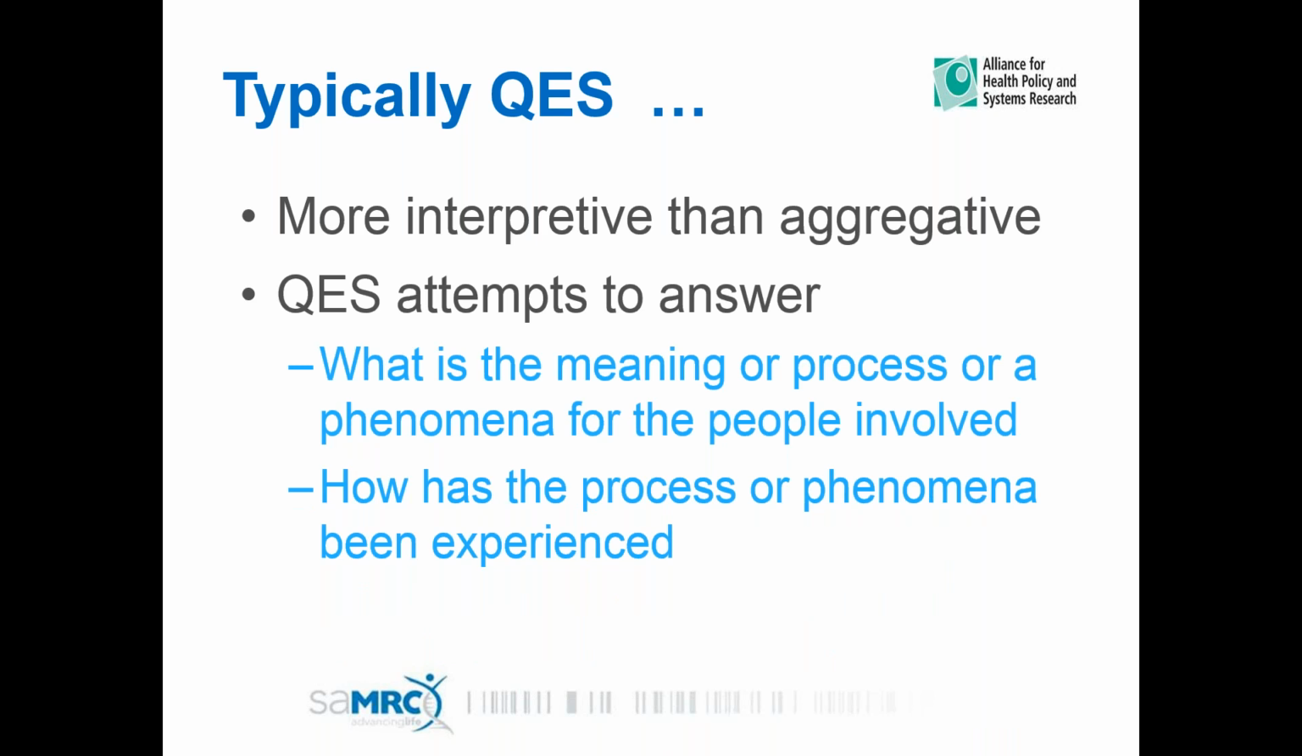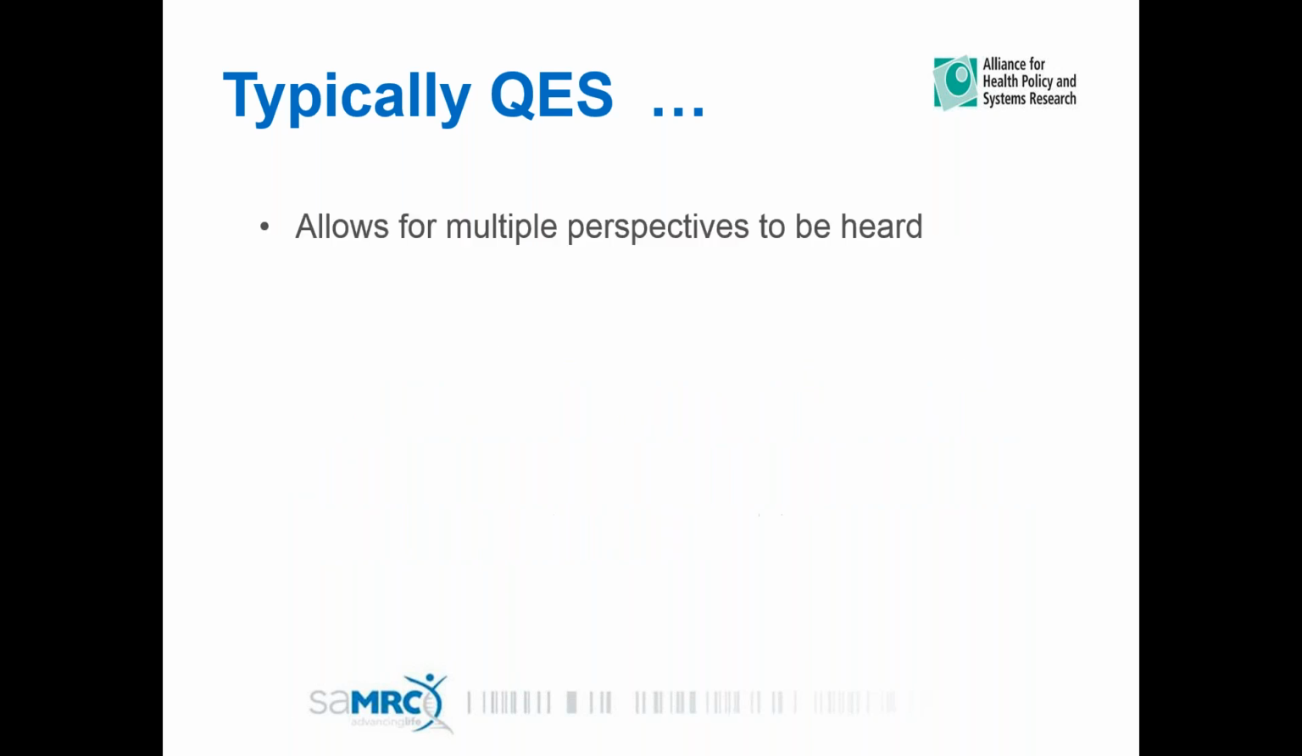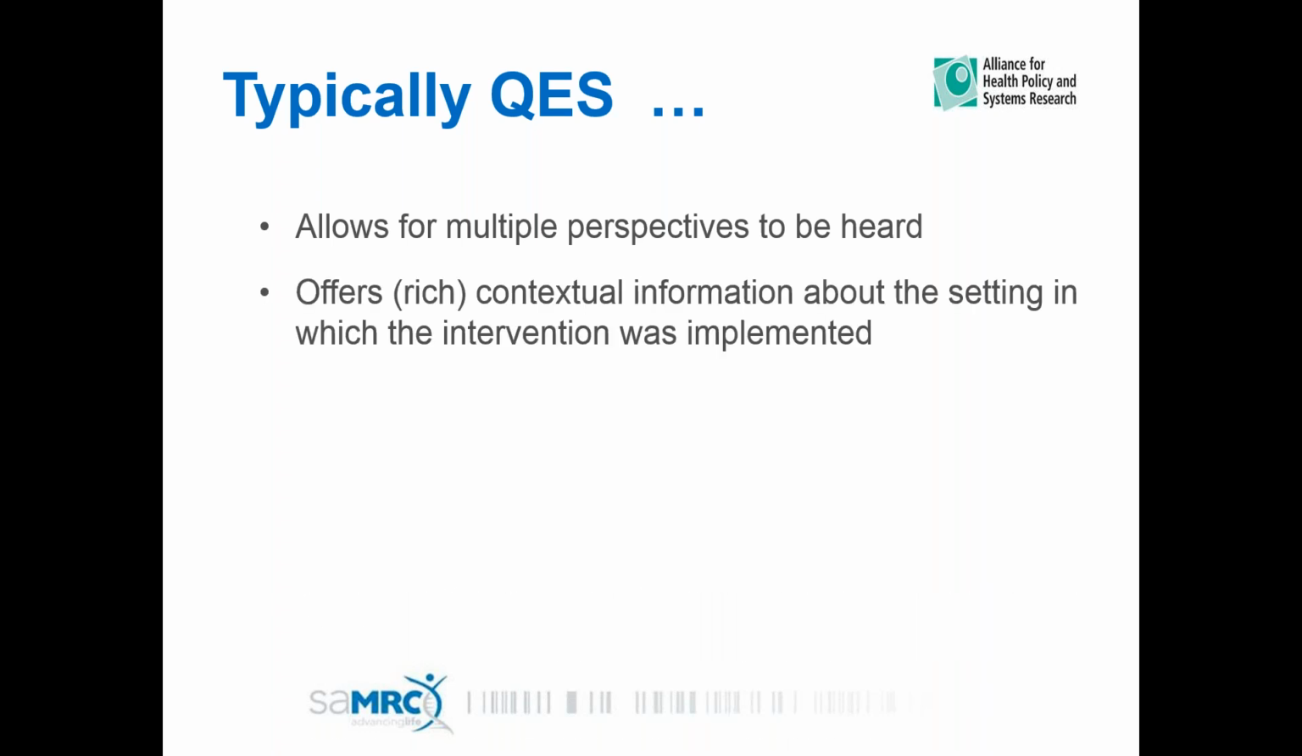Qualitative evidence synthesis also attempts to answer what is the meaning or process or phenomena for the people involved. How has the process or phenomena been experienced? Okay, so this is typically what you're trying to answer. What is the meaning? How have people experienced it? Typically, these kinds of evidence syntheses allow for multiple perspectives to be heard. So rather than just one particular line, it worked, it didn't work, people will be talking about what worked about it. Others offer rich contextual information about the setting in which the intervention was implemented.